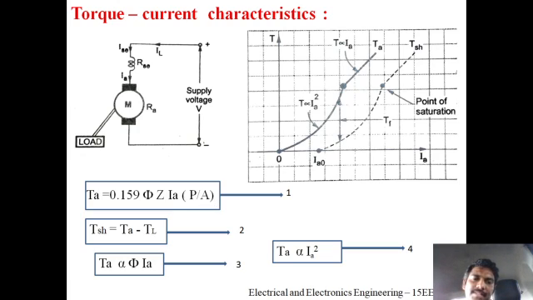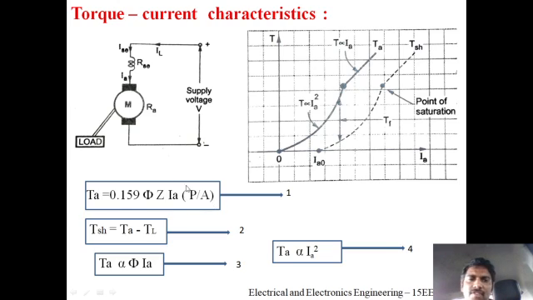The armature conductors are connected in the form of lap winding or wave winding depending on the application. In that, the number of parallel paths can be considered. So from equation 1, the armature torque depends on a number of parameters: phi, Z, Ia, and P by A.